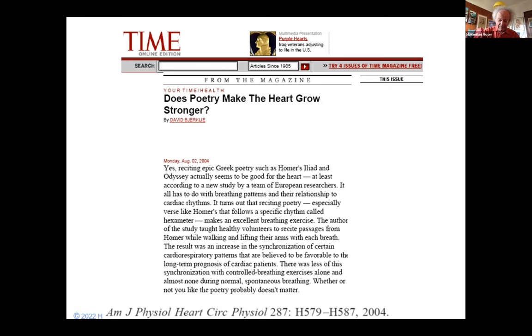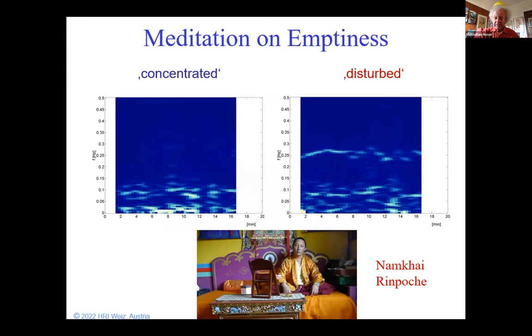There were about 600 press receptions of this. So we investigated different parts of the spectrum of states of consciousness. And this was with a Tibetan master of meditation who meditated on nothingness. And you can see here when he's concentrated on the left side and when he's disturbed on the right side.